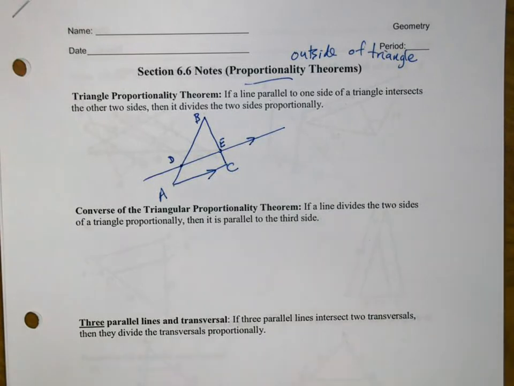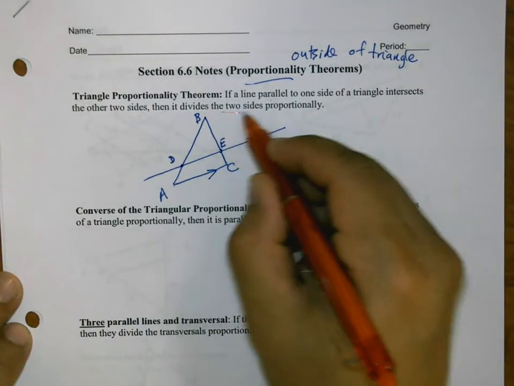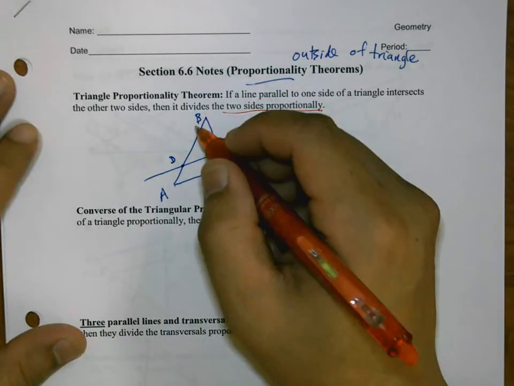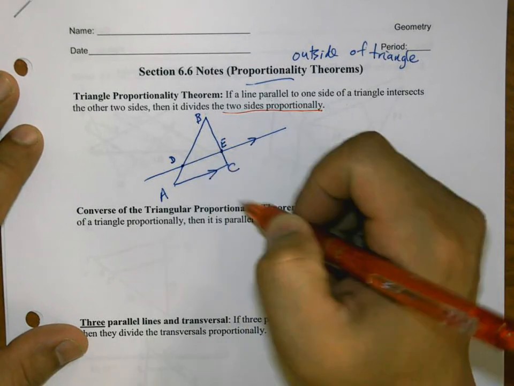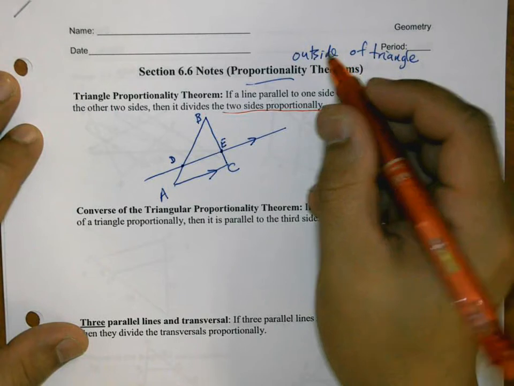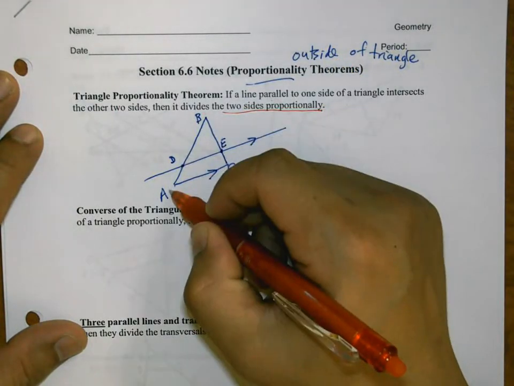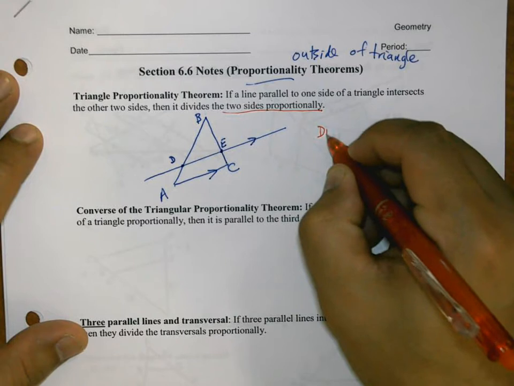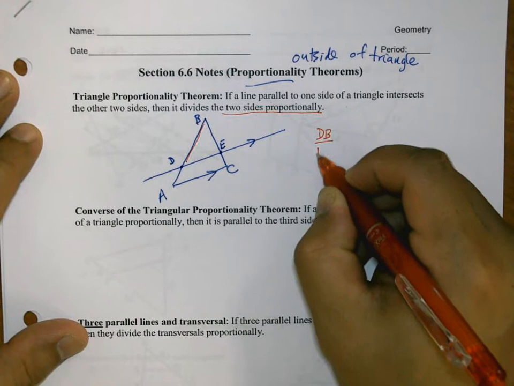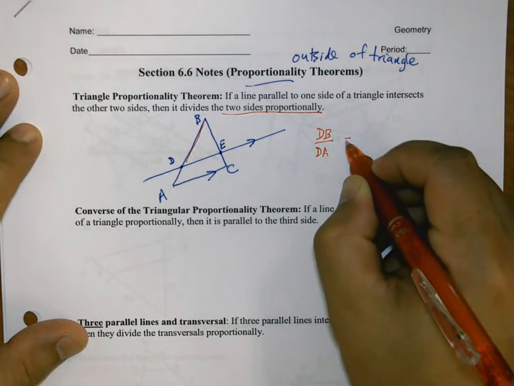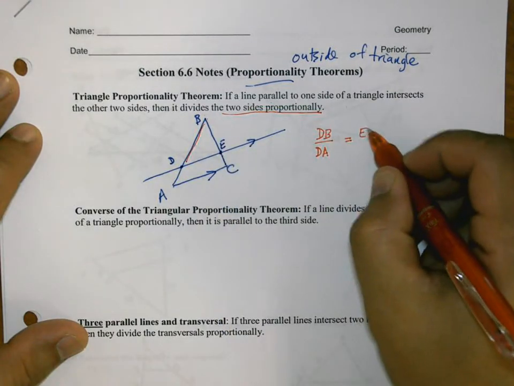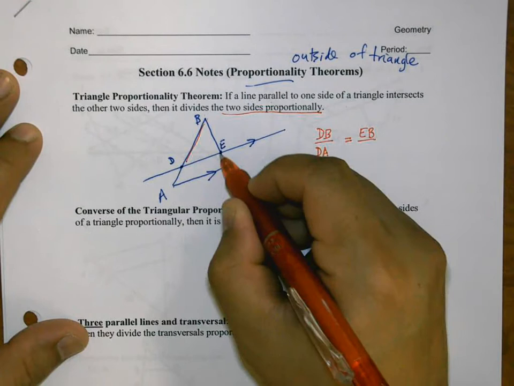Then it divides the two sides proportionally. Now this phrase here is a little bit ambiguous, but we can think of it in a little bit more precise terms using the picture. So what this is saying is that if you compare the segments on the same side of the triangle, so DB over DA, then that is equal to BE, or EB, over EC.